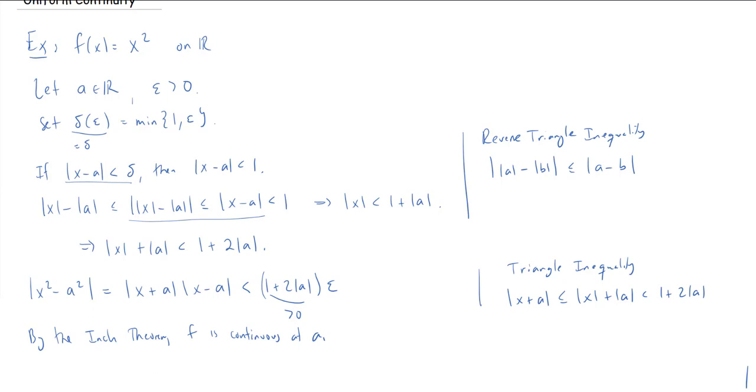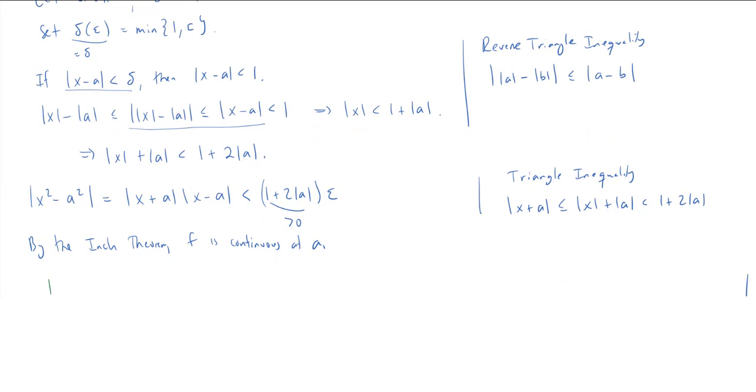Okay, so if we ran this back though and said, well, we don't want to use the inspired choice theorem, right? We would like to actually get this to be less than epsilon. The way we would have solved that problem, okay, so to avoid having to use the Inch theorem, we would set delta of epsilon equal to the minimum of 1, and then over here with the epsilon, we would do epsilon divided by 1 plus twice the absolute value of a.